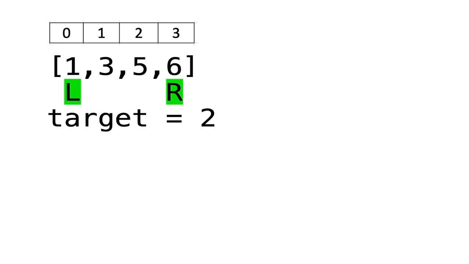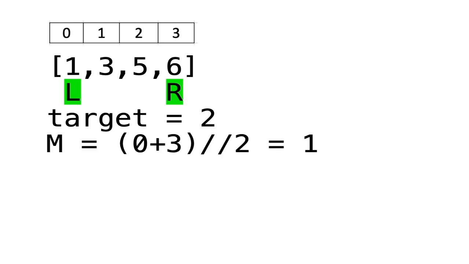In this case, the list is 1, 3, 5, 6 and our target element is 2. In this scenario, the target is not in the list. First, let's assign the index positions and we will assign the left pointer and the right pointer. We will find the middle position. Our middle pointer is 0 plus 3 divided by 2, which is 1. We are assigning the middle pointer to the index position 1.